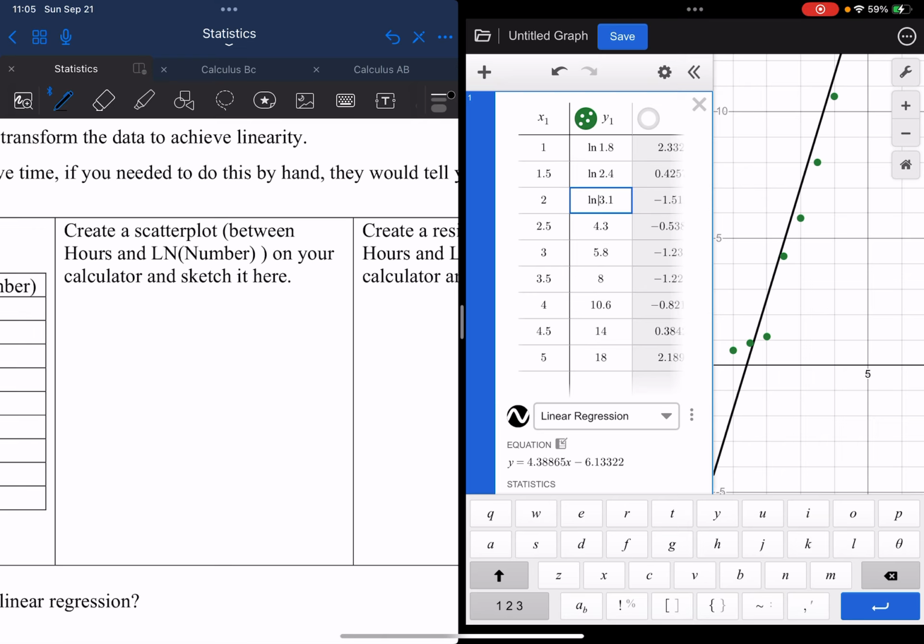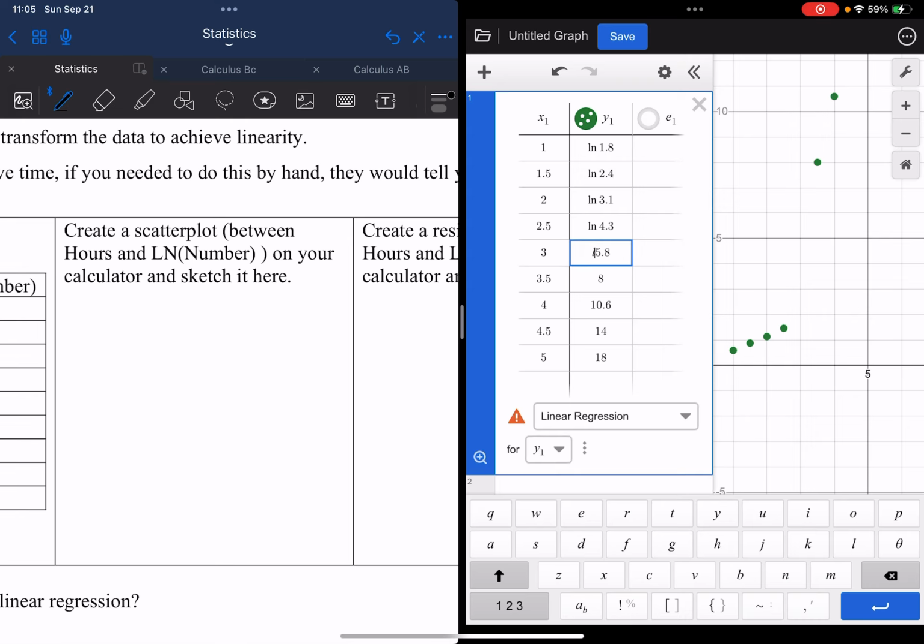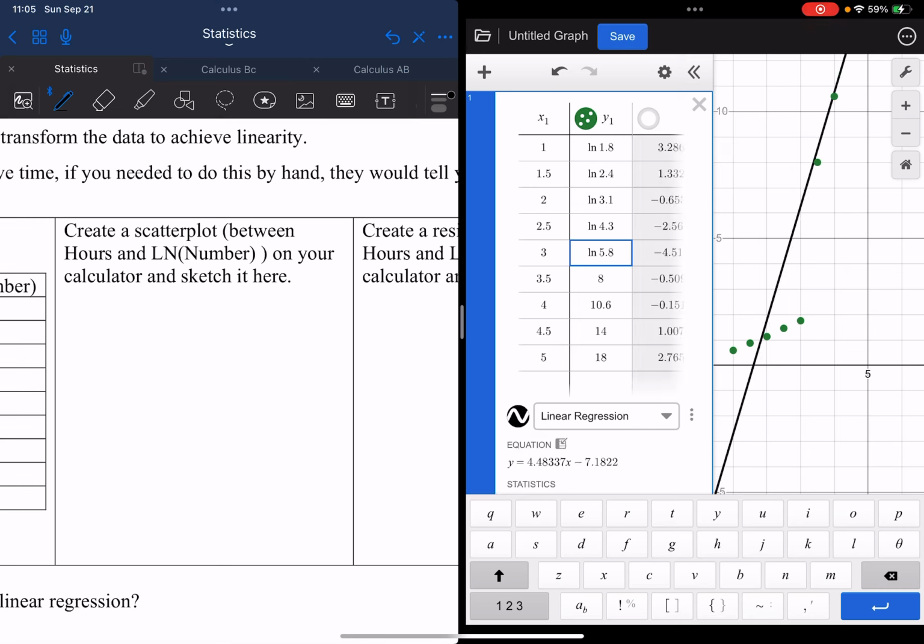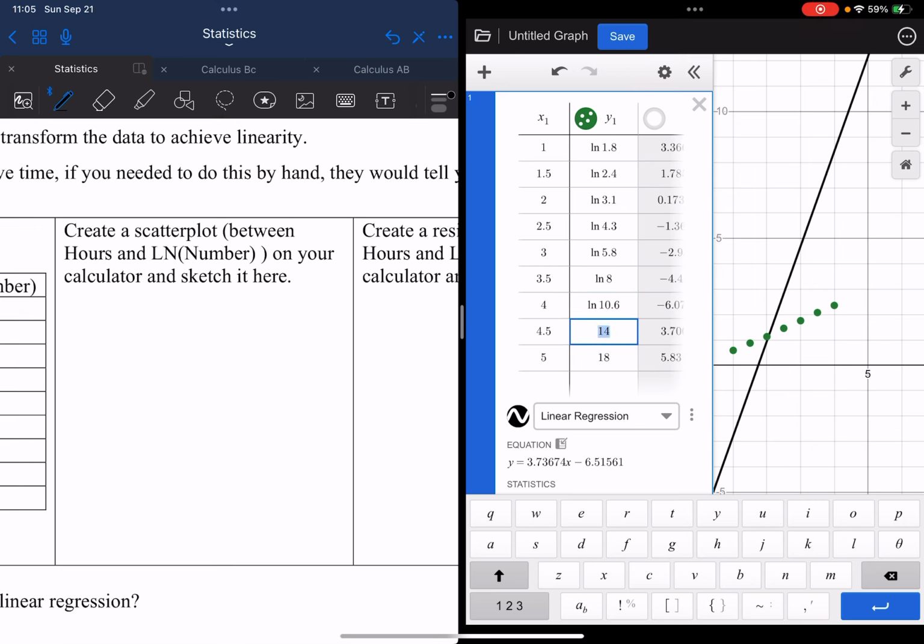And again, why are we using natural log? Well, that's the inverse of exponential. So we're trying to cancel out this exponential. We don't want it to look exponential. We want it to look linear, because that is how we're able to best describe the correlation and make a prediction.